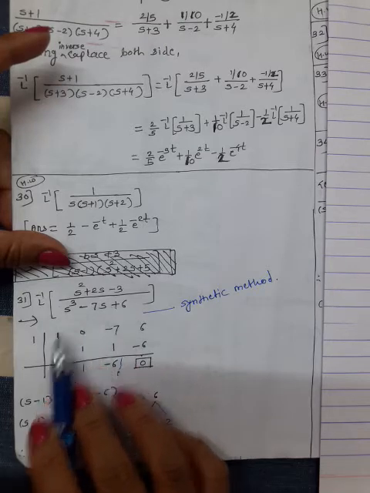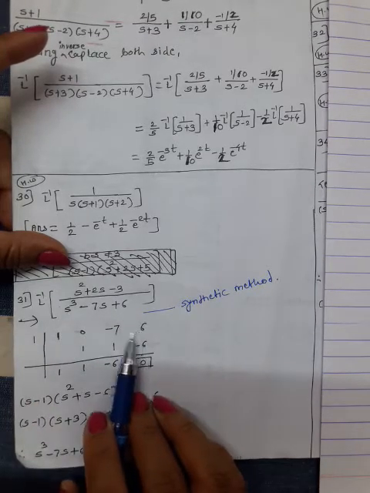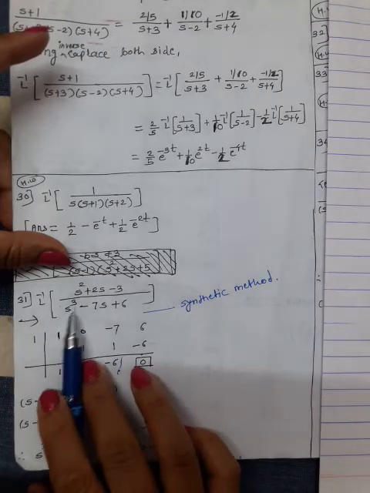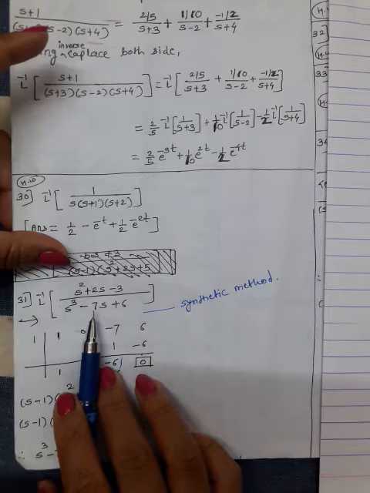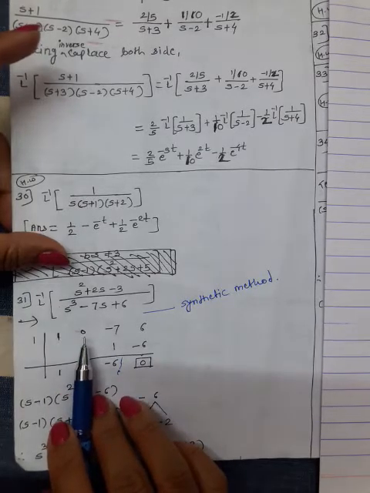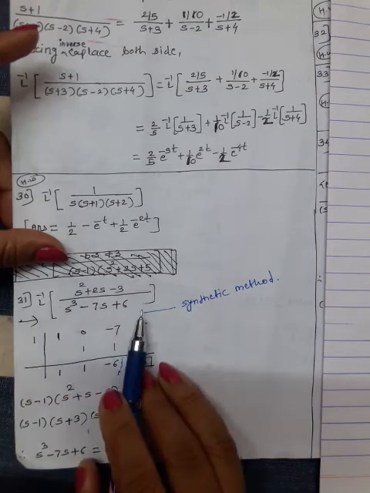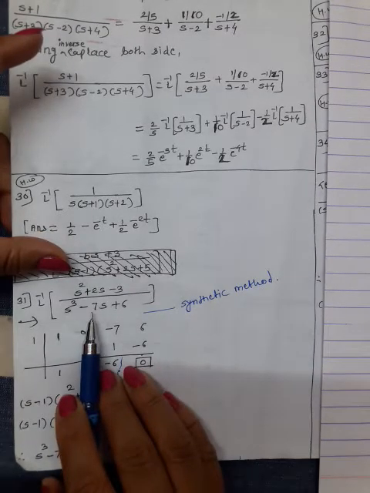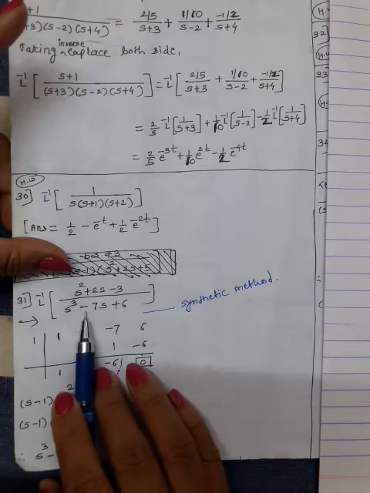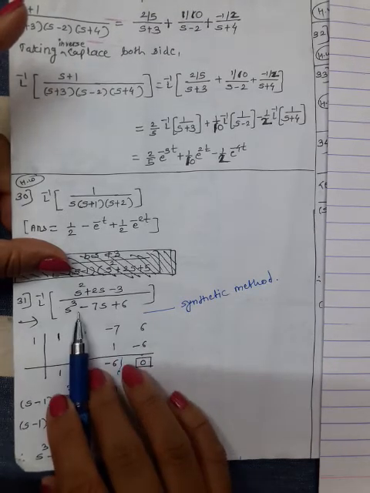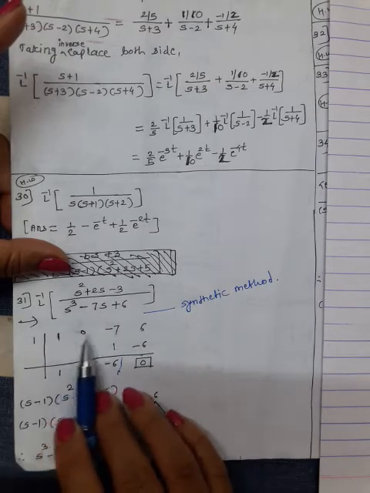That's why we have to write the coefficients of s here in decreasing order. The s cube coefficient is 1, that's why you write 1 here. Here s square is absent, that's why we have to write 0. Don't skip the expression, we have to go by the descending order. Don't forget that. Now the s coefficient is minus 7 including the sign, and the last constant term is 6. This is our first step.